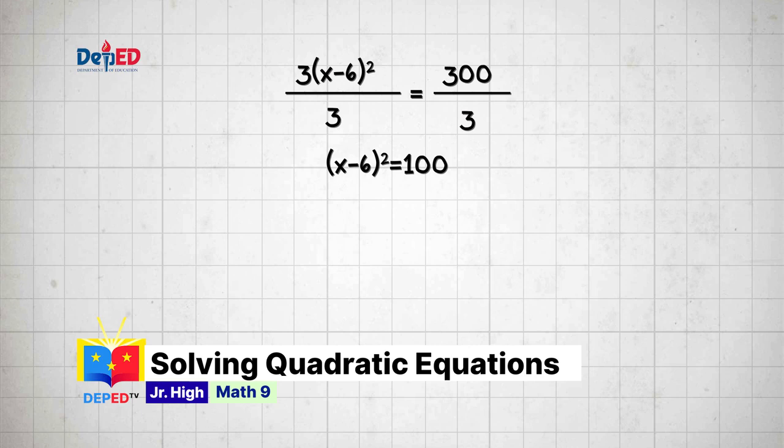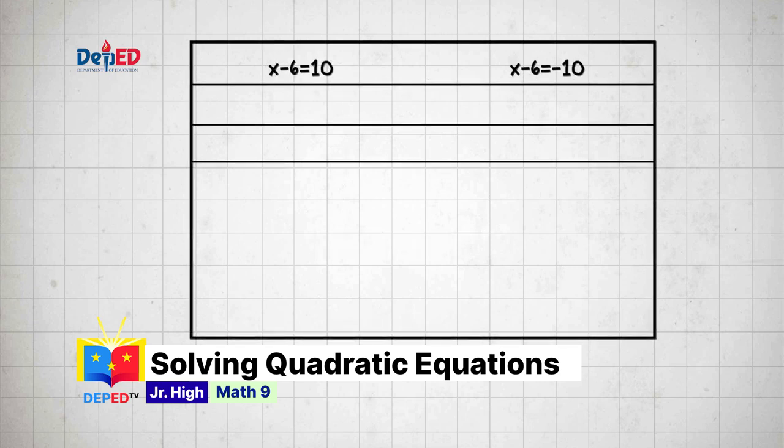Next step is to extract the square root of both sides. The resulting equation is x minus 6 equals positive or negative 10. We now solve for the value of x using each of the square roots of 100. Hence, the equations x minus 6 equals 10 and x minus 6 equals negative 10. To isolate the variable x, we must eliminate negative 6 on the left side of each equation. We do this by adding 6 to both sides of each equation. So last step is to simplify.